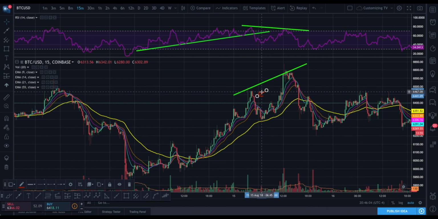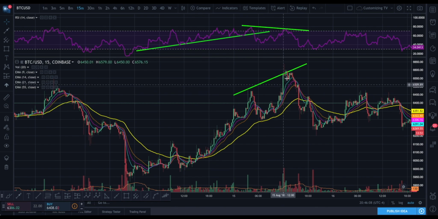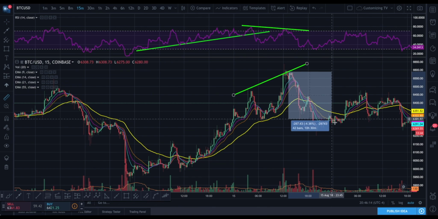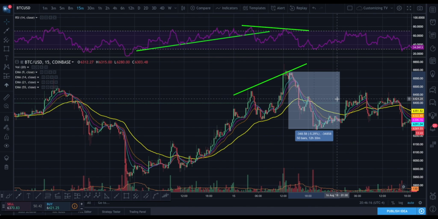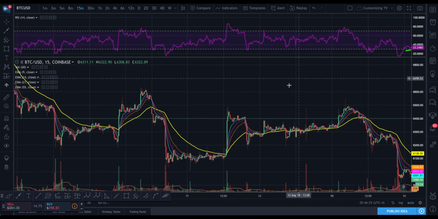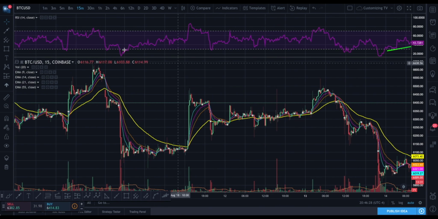And then you take your short, you ride it, and then you have here another divergence like we just said, and then you open the short again right here at the top, and you could have ridden this down for a while. 5% in 12 hours. So let's take a look at more examples. You can see examples are everywhere here.